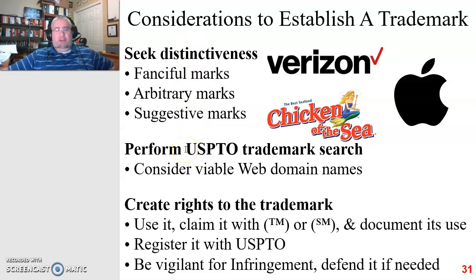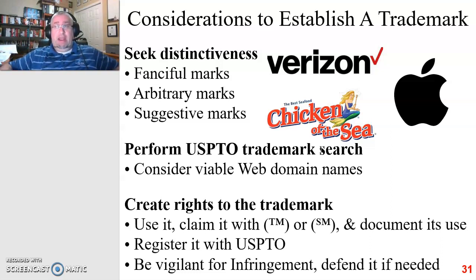The next thing you want to do, even if you don't intend to go all the way and get the Circle R registered trademark from USPTO, is to nonetheless perform a USPTO trademark search to make sure that by adopting a particular brand, a particular combination of letters, word, sound, whatever it is, you are not going to be in violation of somebody else's trademark.